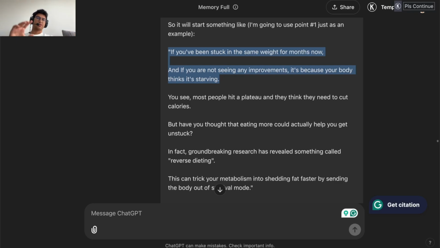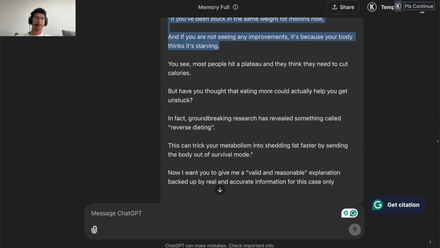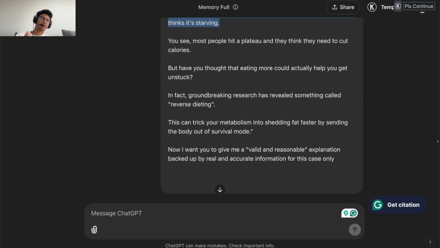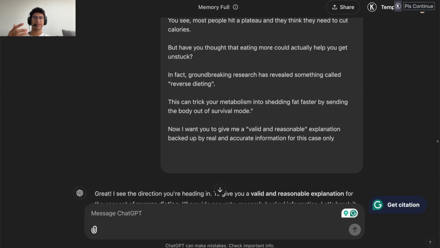So this is a good example that I came up with in my mind. If you've been stuck in the same weight for months now, boom, you see most people hit a plateau. They think they need to cut calories, but have you thought that eating more could actually help you get unstuck? In fact, groundbreaking research has revealed something called reverse dieting. This can trick your metabolism into shedding fat faster by sending the body out of survival mode.